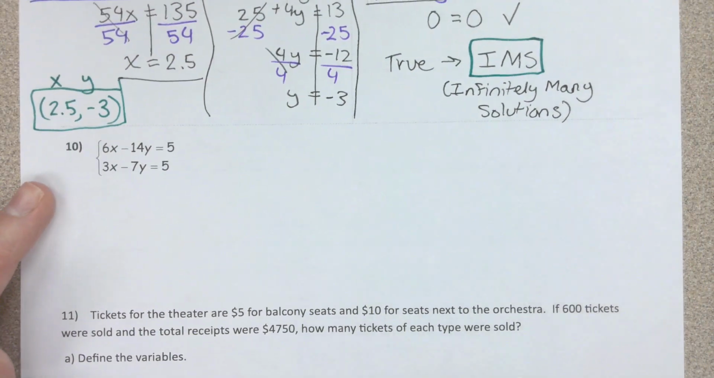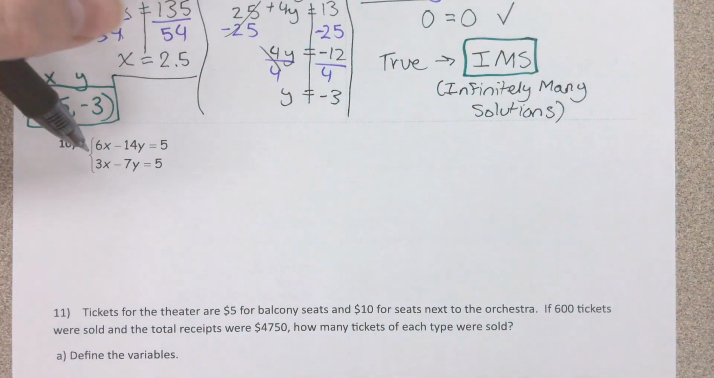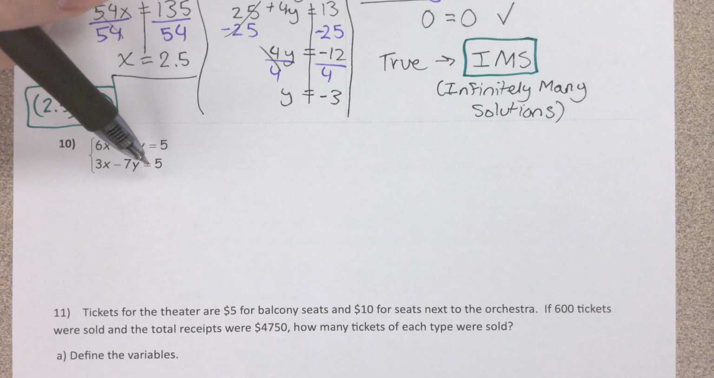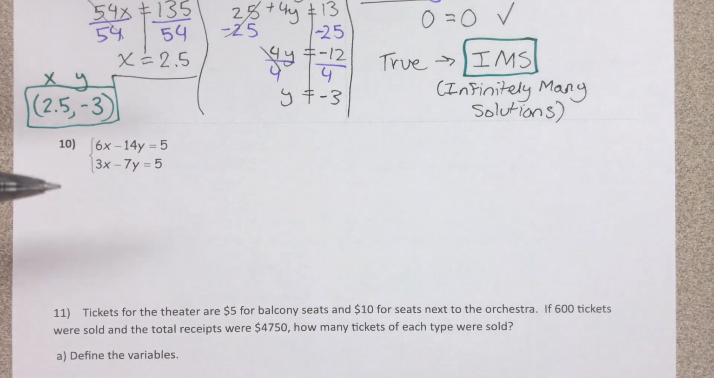Last one of these, number 10. 6x minus 14y equals 5. 3x minus 7y equals 5. Let's take a look here. We've got 3 and 6. Different numbers and the same sign. Remember, we have to have one of these be a negative, so that's not ideal.